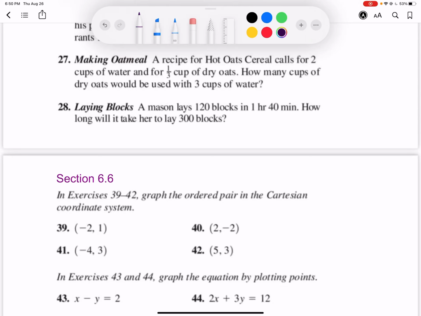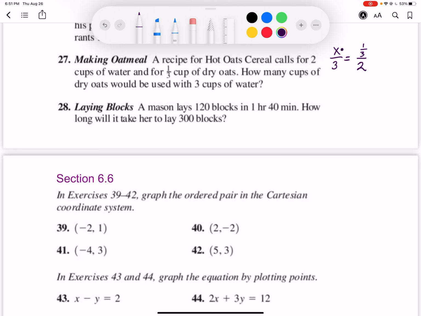For number 27, you're going to want to set up a ratio. It doesn't matter which way you do it, but I usually like to put X on the top. Let's just say we have the 3 cups of water on the bottom, and that's proportionate to a 1/3 cup of oats with 2 cups of water. As long as you are comparing like to like, you're going to be okay.